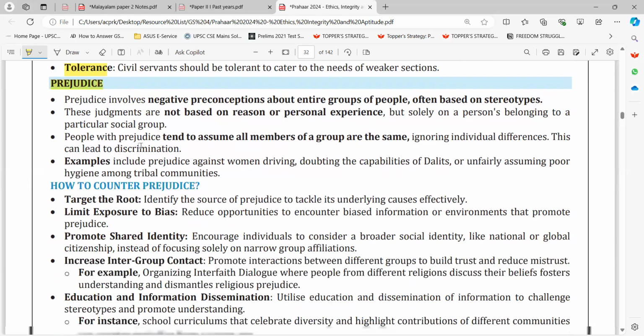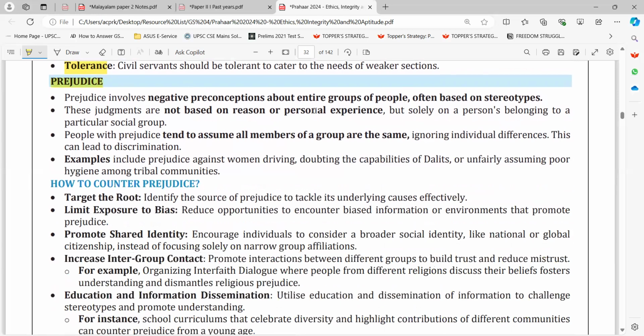Next is prejudice. Prejudice involves negative preconceptions about entire groups of people, often based on stereotypes. These judgments are not based on reason or personal experience, but solely on a person's belonging to a particular social group. People with prejudice tend to assume all members of a group are the same, ignoring individual differences. This can lead to discrimination. Examples include prejudice against women driving, doubting the capabilities of Dalits, or unfairly assuming poor hygiene among tribal communities.